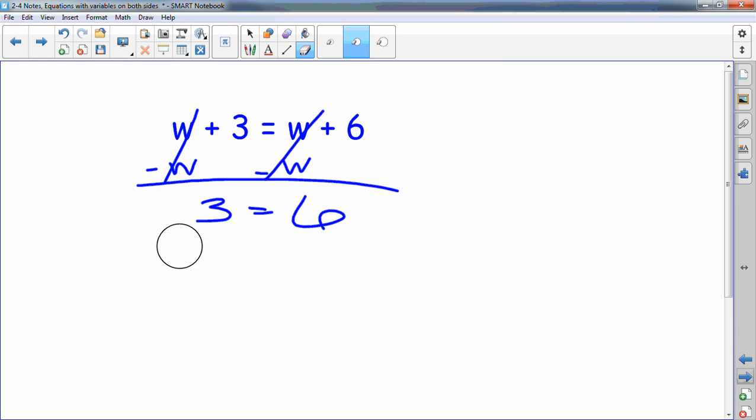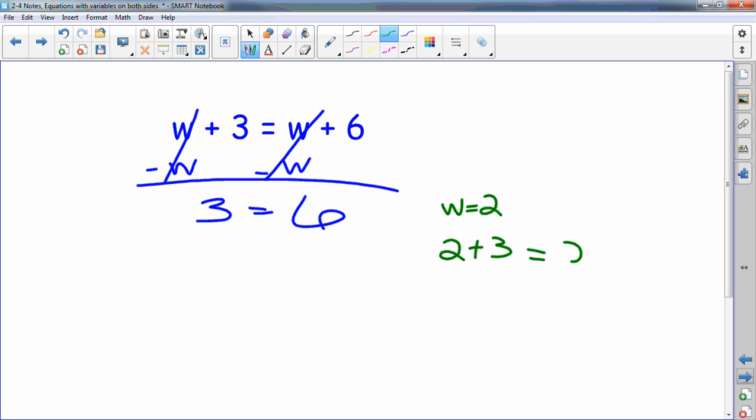Is that true? No. Is there ever a time that that's true? No. Does 3 ever equal 6? Yes, you multiply it by 2. But that's not what we're doing. So let me ask you, suppose that I tell you w is going to be 2. Well, does 2 plus 3 equal 2 plus 6? No. Does 5 equal 8? No. This is not true either.